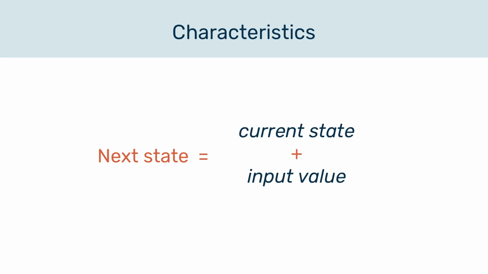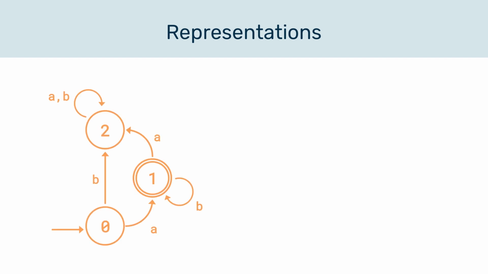Hopefully you now also understand that the next state is based on both the current state of the machine and the input. This should be extra apparent when you look at the 2 different representations, state transition diagrams and state transition tables.